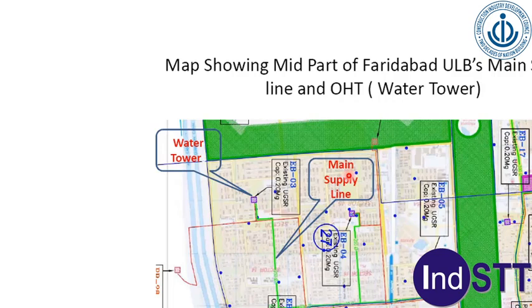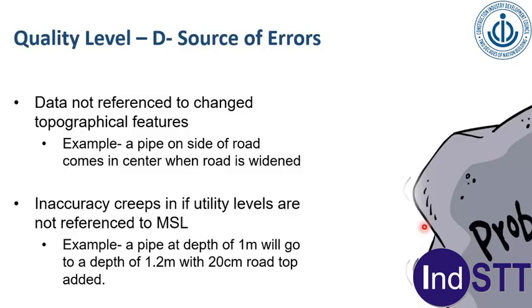Now, the source of errors: of course, the data is not referenced to changes in topographical features. For example, a pipe on the side of the road comes to the center when the road is widened. Inaccuracy creeps in if utility layers are not referenced to MSL. So, for example, a pipe at a depth of 1 meter will go to a depth of 1.2 meters with 20 centimeters of road top added. As-designed records are mostly reproduced as as-built. So, quality level D, as I said, is the least reliable source of data.